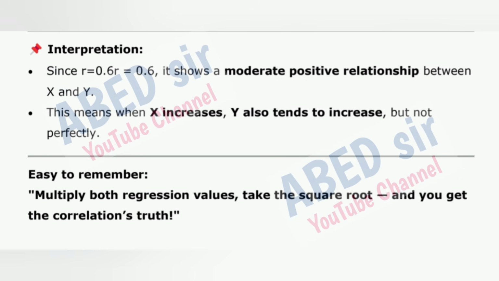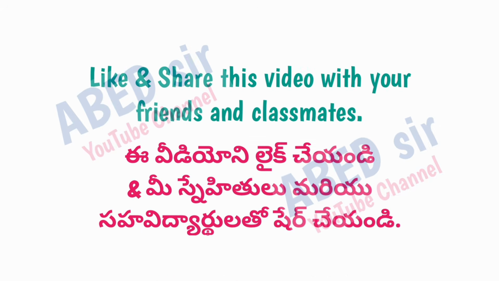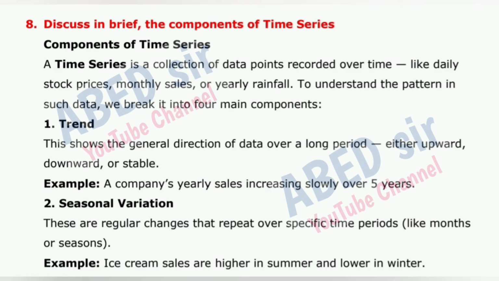Interpretation. Since r is equal to 0.6, it shows a moderate positive relationship between x and y. This means when x increases, y also tends to increase, but not perfectly. Easy to remember: multiply both regression values, take the square root, and you get the correlation's truth. Next important short question is 8.